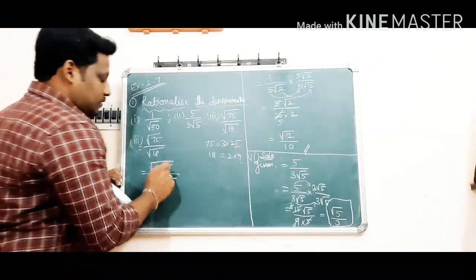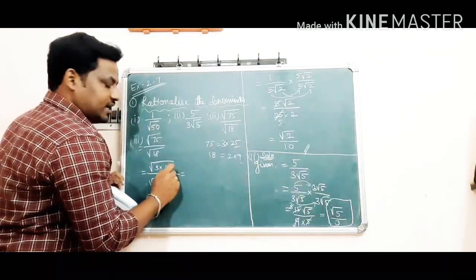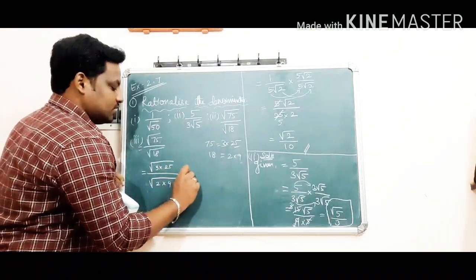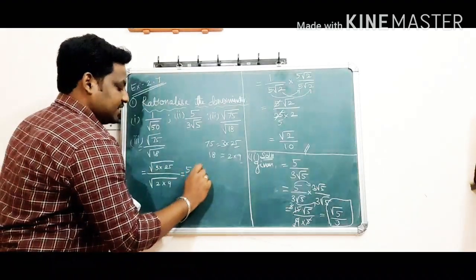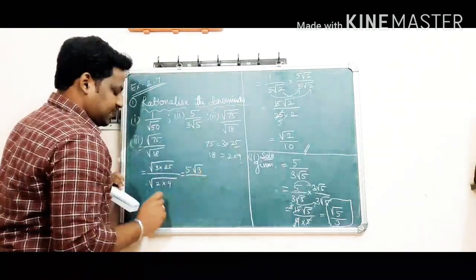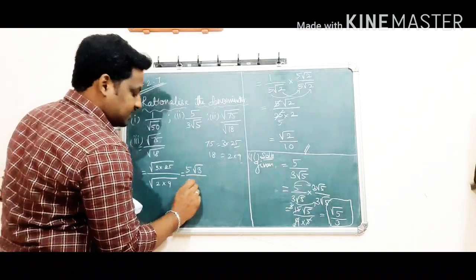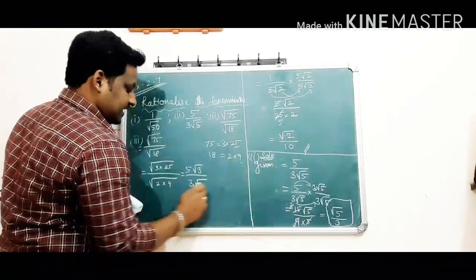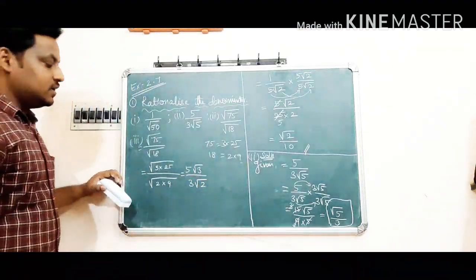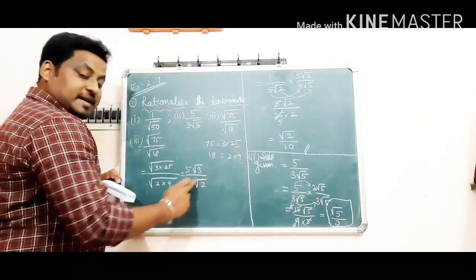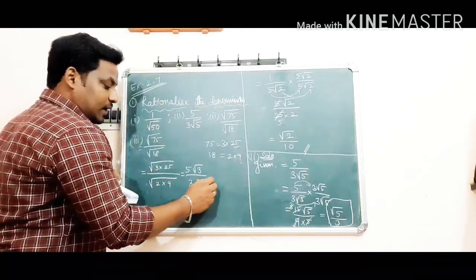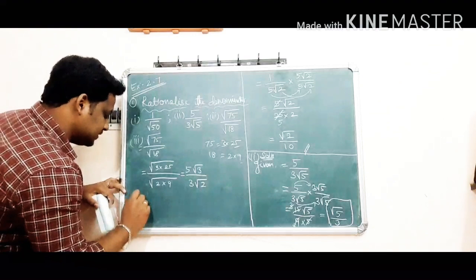Okay. So now 25 is a perfect square, root 25 is equal to 5. So 5 remaining is 3. So 5 root 3 divided by, here 9 is a perfect square of 3, divided by root 2. Clear? Now the denominator remains the same, root 2. So you have to rationalize the denominator.